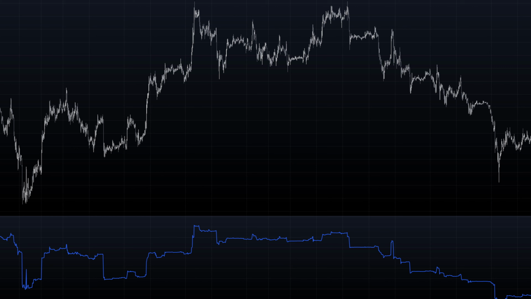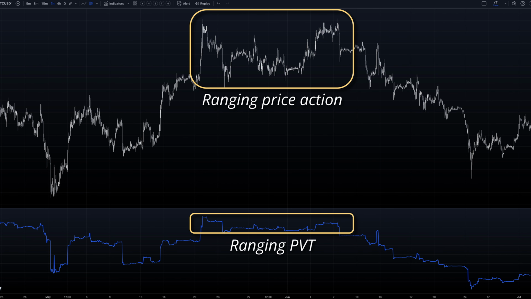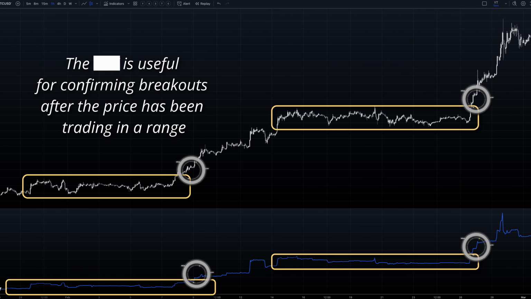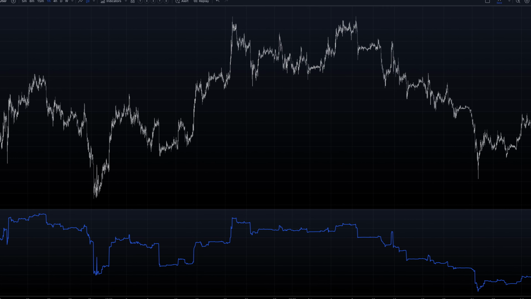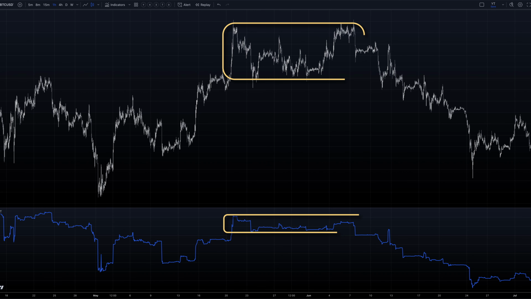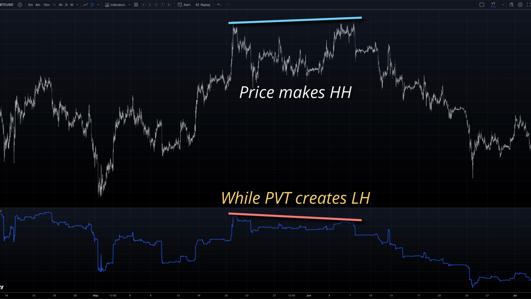The PVT helps to spot trading ranges very easily. While the price action can be somewhat messy, the PVT often isn't reacting to it as strongly. This not only helps us identify the range, but also use it to our advantage to find potential breakout opportunities. In this instance, while the price is in the range, we also see a bearish divergence when the price makes a higher high, but the PVT creates a lower high, showing that it might potentially reverse.